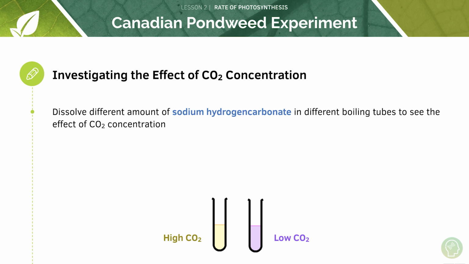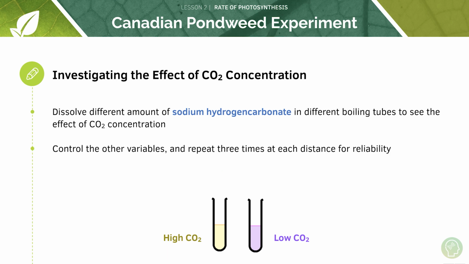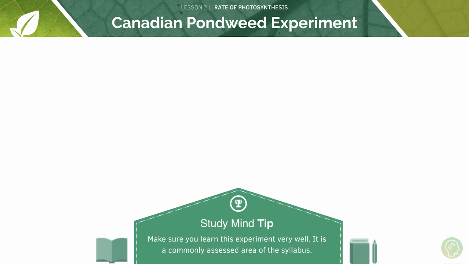And again, for carbon dioxide concentration, this is a little bit more technical because it's a little bit harder to control your carbon dioxide concentration in the environment. So to do this, what we do is we dissolve different amounts of sodium hydrogen carbonate in different boiling tubes to see the effect of carbon dioxide concentration. So the more sodium hydrogen carbonate you put into a test tube, the higher the CO2 concentration, and the less, the lower the CO2 concentration. And again, you're going to control your other variables and repeat 3 times for reliability, taking a mean when you're plotting up your graph.